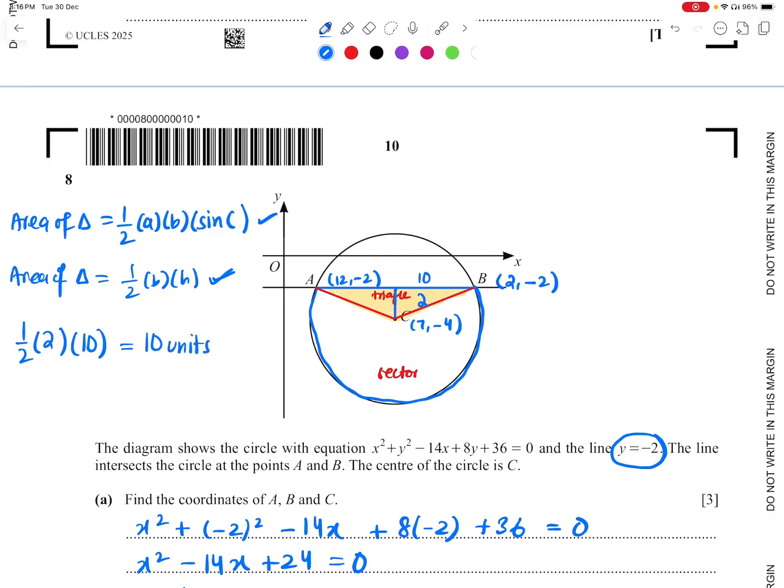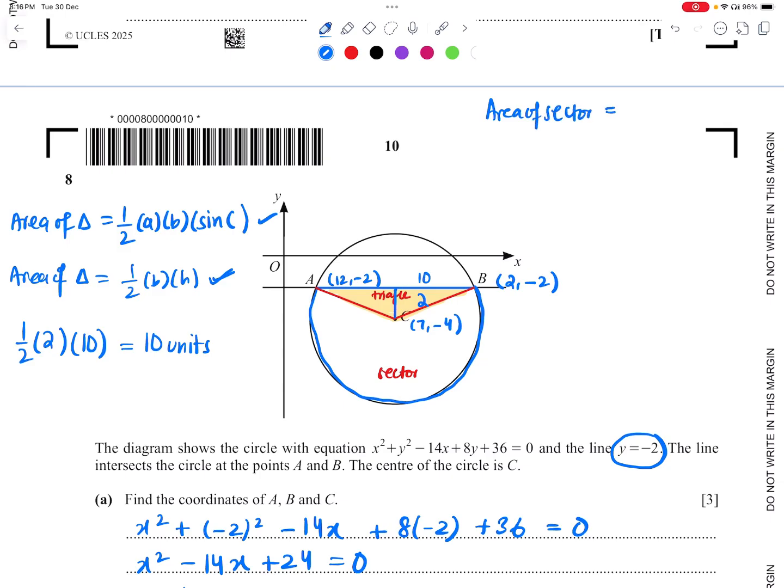By the way, it's totally feasible for you to use this formula as well, but in that case, you will have to involve a sine identity by using this angle and using the distances of this side and then this side. That's going to be more complicated because you'll have to use a distance formula in that case. It's way more complicated. That's why I used this formula. Anyways, now moving on to the area of sector.